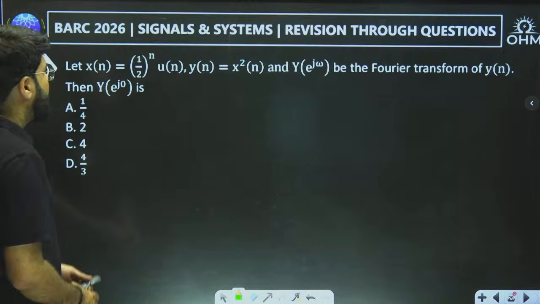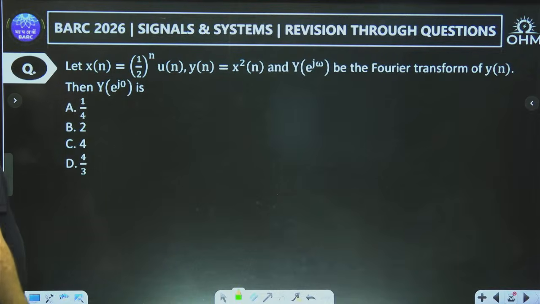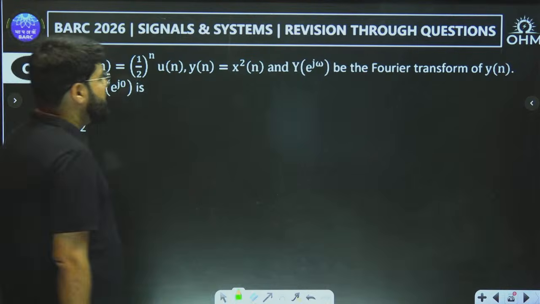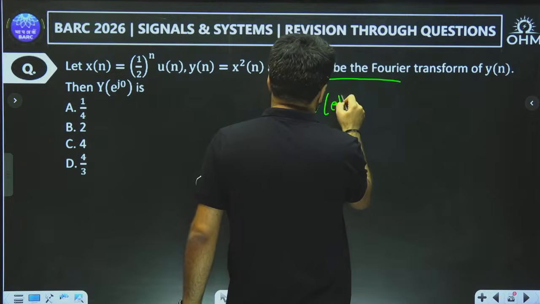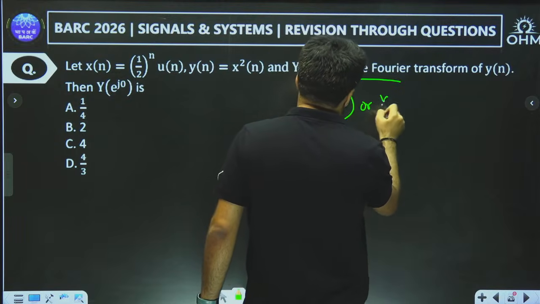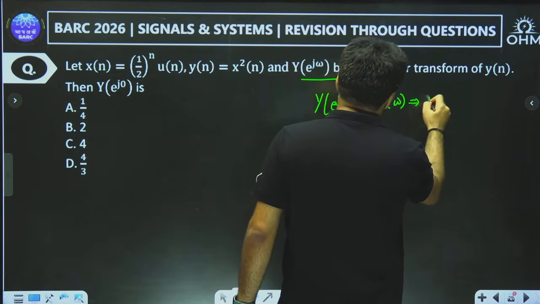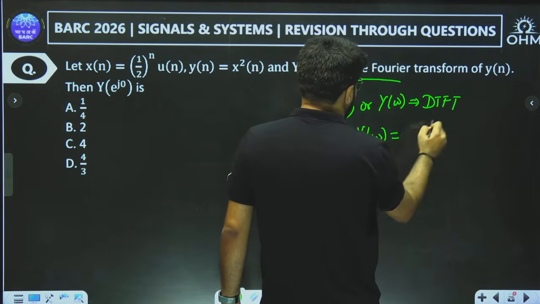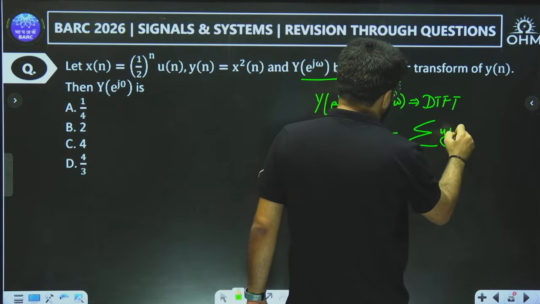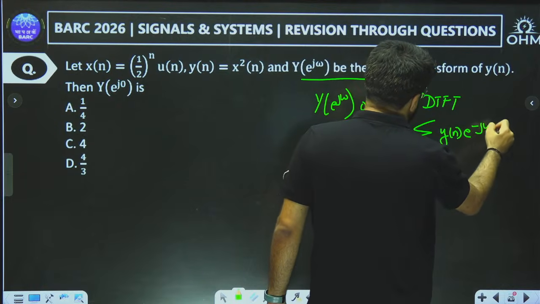Now, next question. Let x[n] equal half power n u[n] and y[n] equal x square n, and Y(e^jω) be the Fourier transform of y[n]. What is Y(e^j0)? It is a discrete time signal. Y(e^jω), or simply you can call it Y(ω), is the DTFT, where the DTFT is simply given by the formula summation y[n] e power minus jωn.